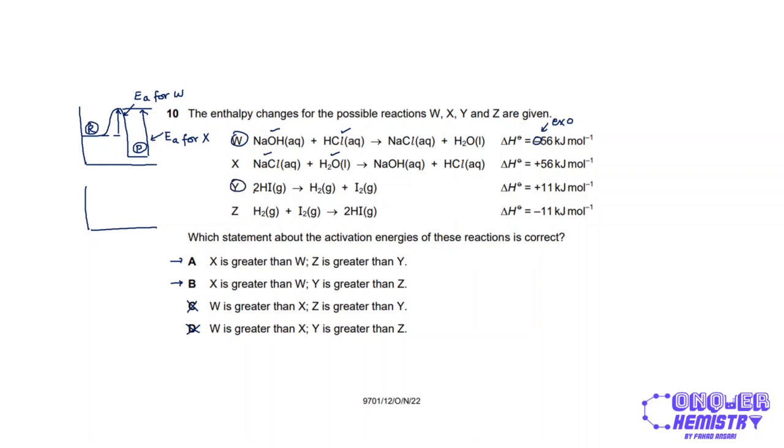You can see over here that Y, the forward reaction where HI decomposes to hydrogen and iodine, is endothermic. So I'm going to draw the reaction pathway like that: reactants with a lower energy level than the products. For the forward reaction, the activation energy is this, from the reactants to the peak. So this is EA for Y. And for the backward reaction, going back from product to reactant, we have the difference between the peak and the product energy level. This is going to be the activation energy for Z, the backward reaction. So you can see that Y is greater than Z, so that's going to be option B. That is correct.